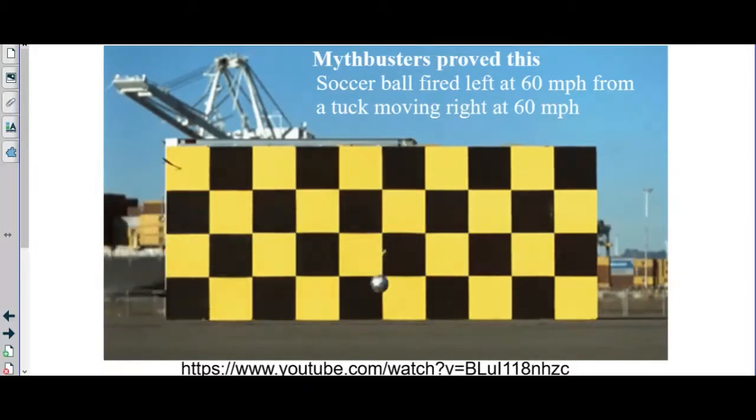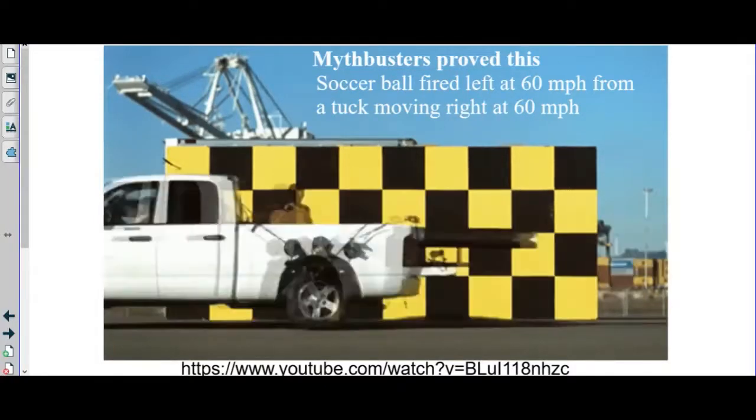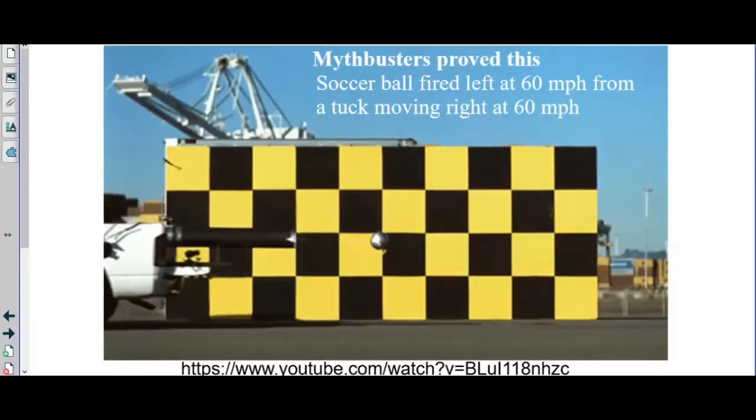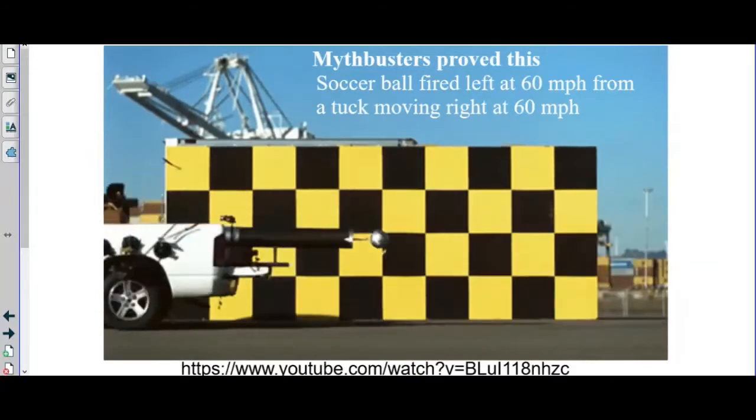So relative motion: us, the camera people, and people watching on the screen, we just see a ball fall straight down. All right, and so that's kind of an idea of relative motion. We know it was fired to the right, but of course the vehicle was in motion to the left, and so the two velocities just cancel each other out.